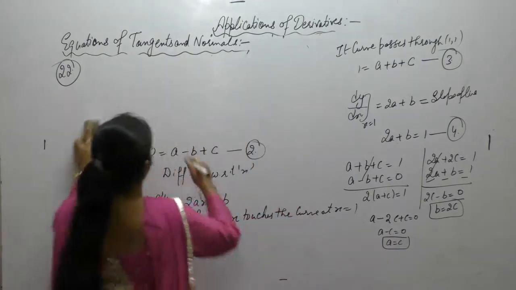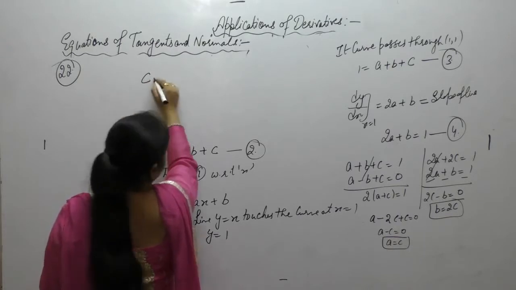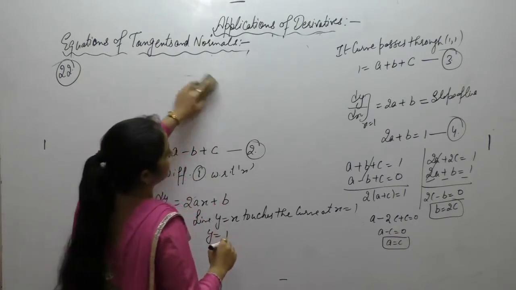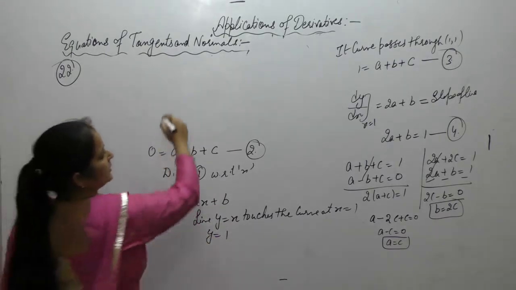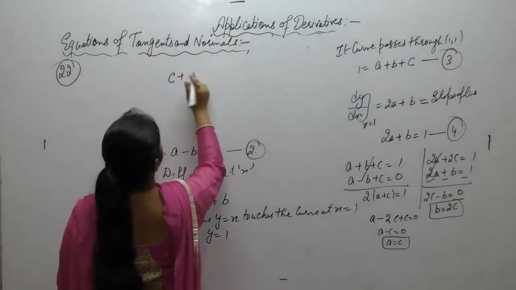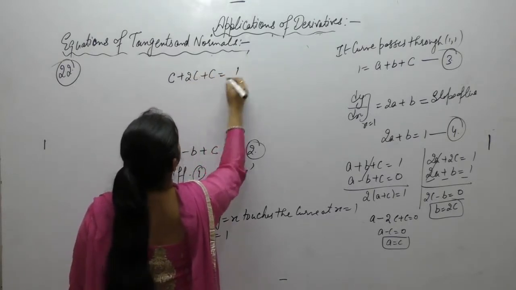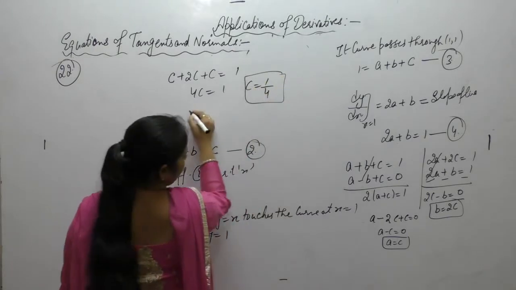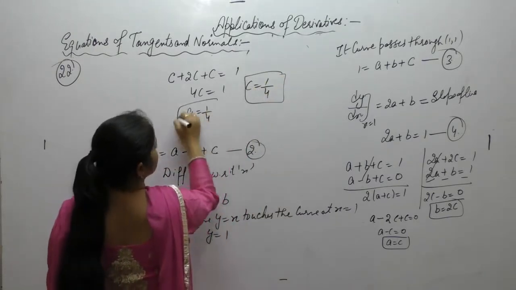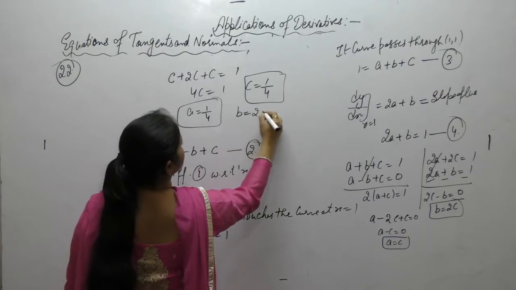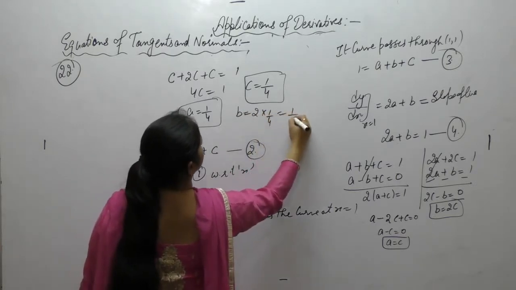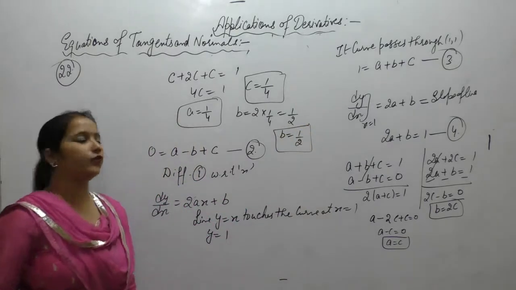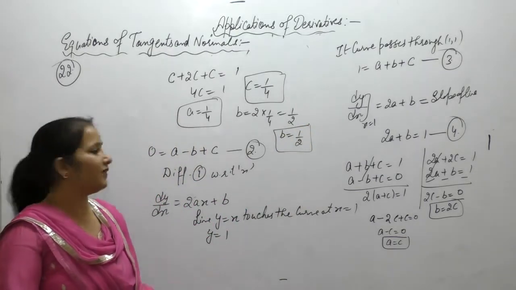What we get? a is c, b is 2c, so c plus 2c plus c is 1. 4c is equal to 1. So we get c as 1 by 4. Therefore a is also 1 by 4 and b is 2c, 1 by 2. So we get a is 1 by 4, b is 1 by 2, c is 1 by 4.